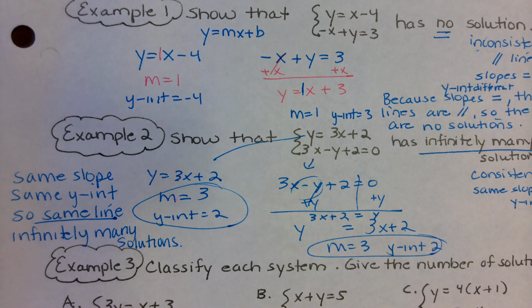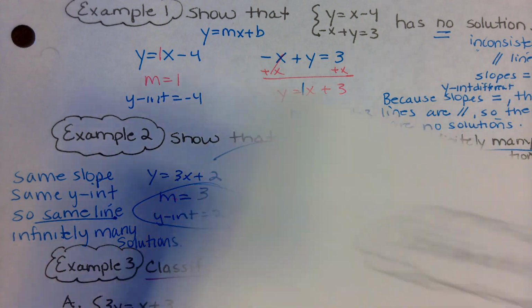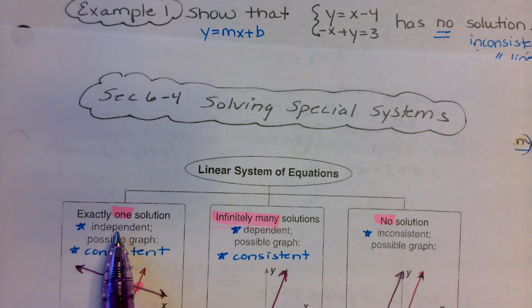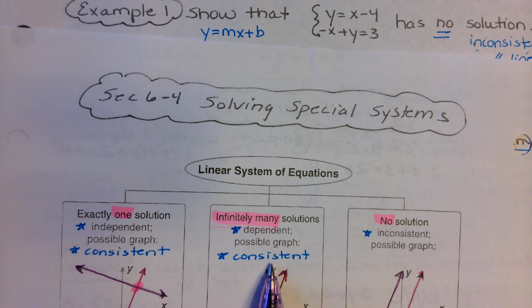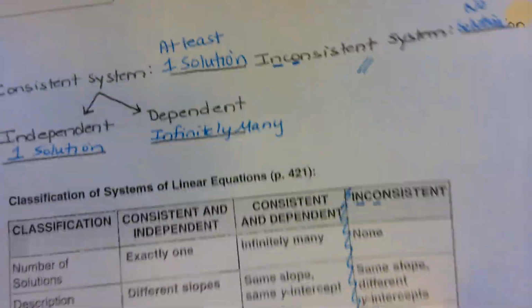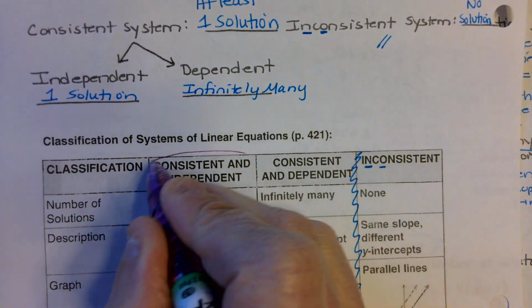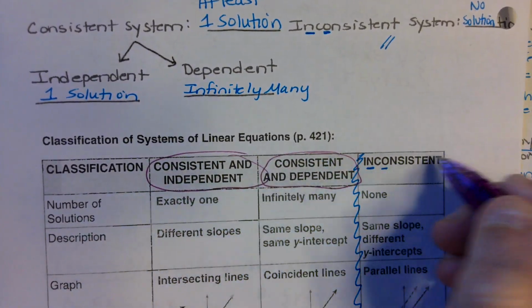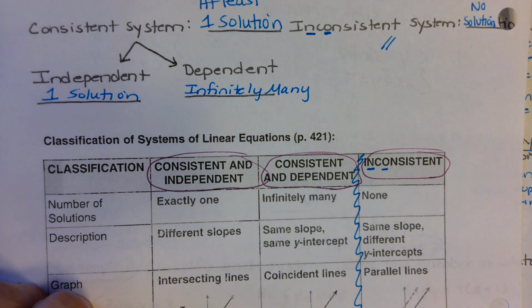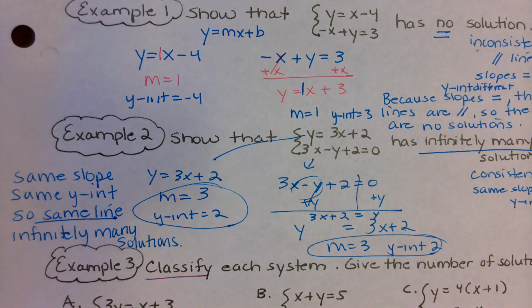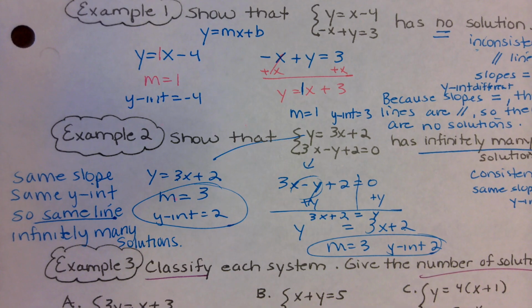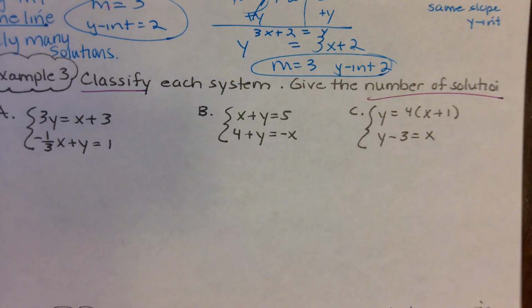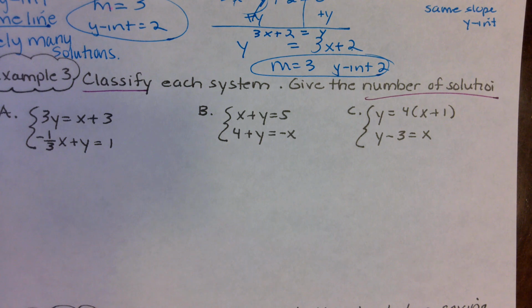All right, a couple more to go here. There's two parts to this. We had to classify. Remember what I said classify was? You're telling me what it is. Independent, consistent, dependent and consistent, or inconsistent. Okay, actually those are probably more clearly listed right here. Here, here, or here. You're writing one of those three things down. Okay? And give the number of solutions. So in order to determine that, we need to get these into y equals mx plus b form.